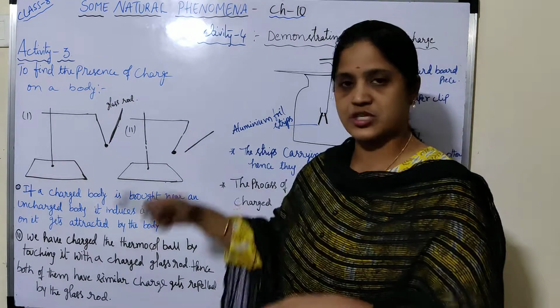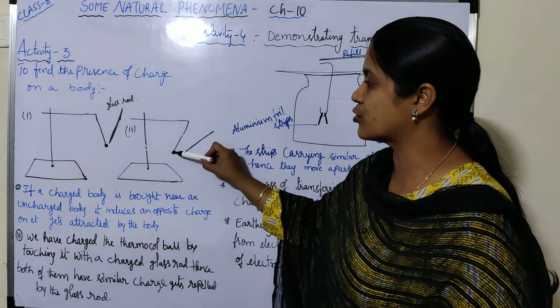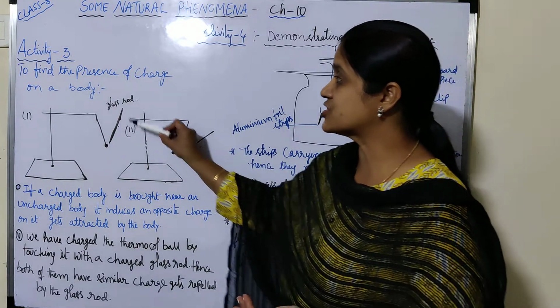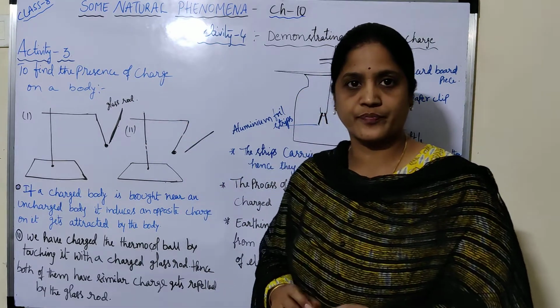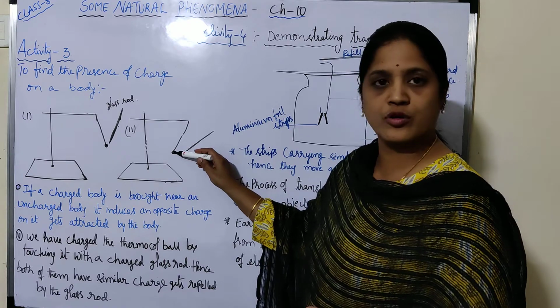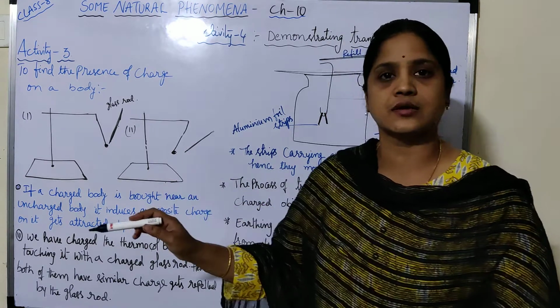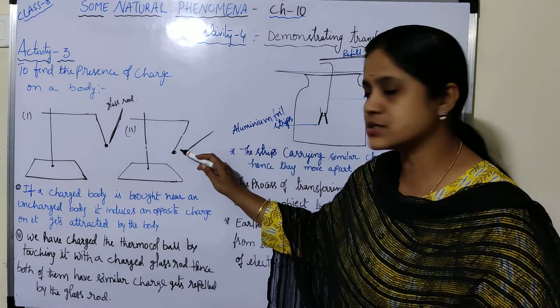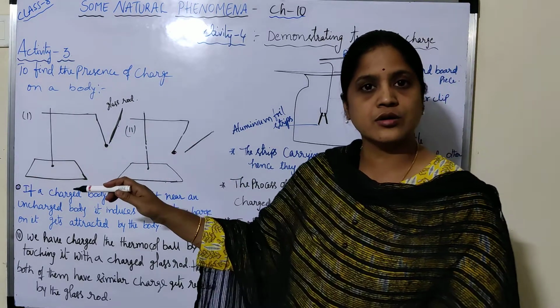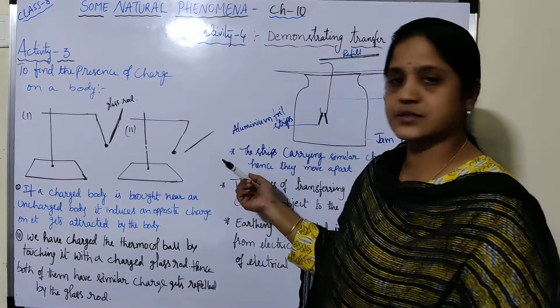Then it acquires some charge. Again, that glass rod is brought nearer to the thermocol ball, which is already charged by this glass rod. When you bring it closer, the thermocol ball moves away from the glass rod. The thermocol ball moves away from the glass rod. Why? What is the reason for this?